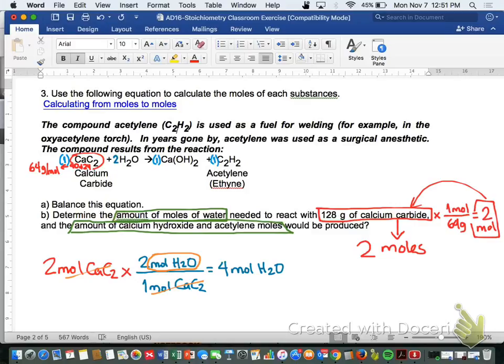I have 2 moles of calcium carbide. And then I use the 2 moles of calcium carbide to solve the rest of the problem. I will not need to make calculations, but I will do it here just to illustrate what you should do if you have a different amount. I will go back to the 2 moles of calcium carbide.